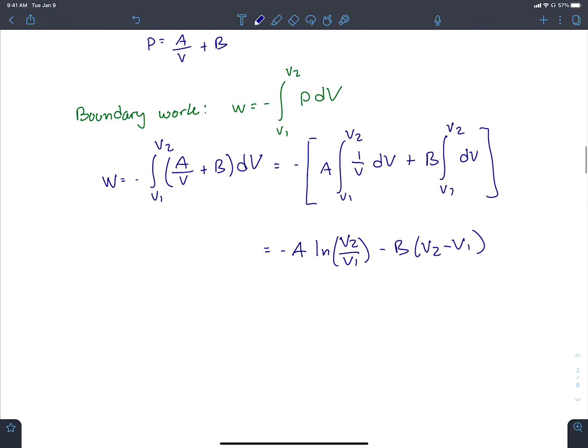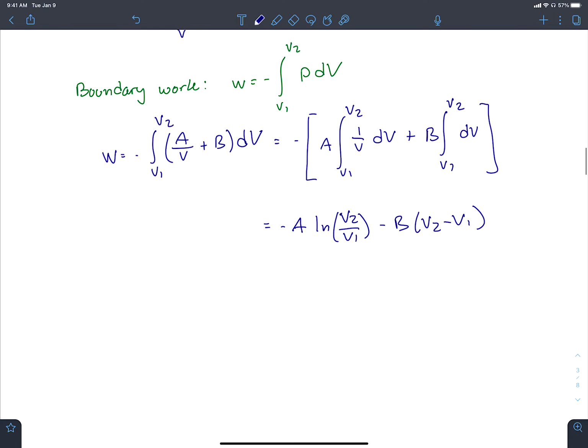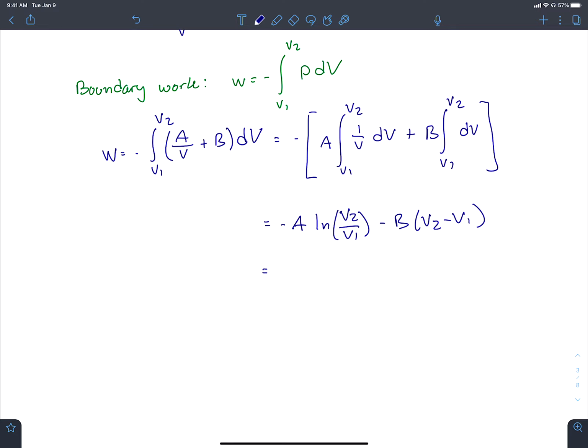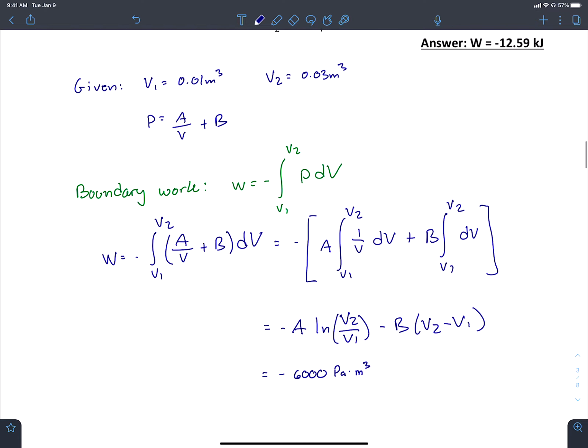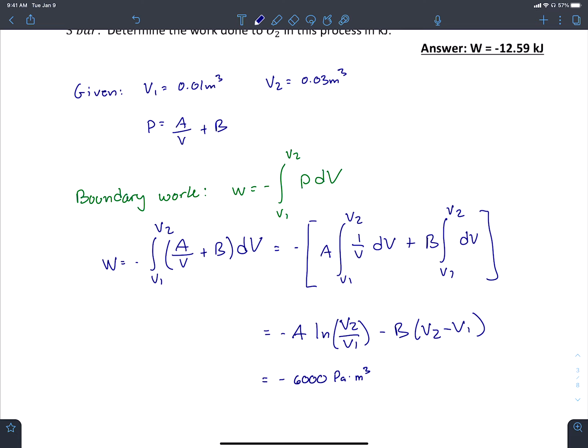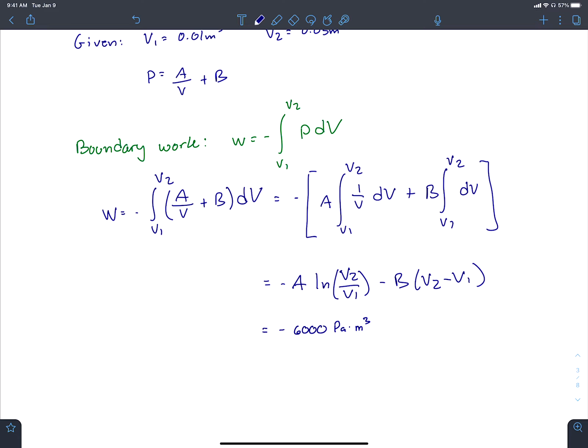Yeah, so integrating this relationship that we were given for pressure, we get this. And so now we just plug in all the variables. We're given that A is equal to 6 bar, which is equivalent to 6,000 Pascal meter cubed. Why is it negative B? Because there's a minus sign outside of the entire integrand, and that carries through the entire equation. So you'll get a negative B.